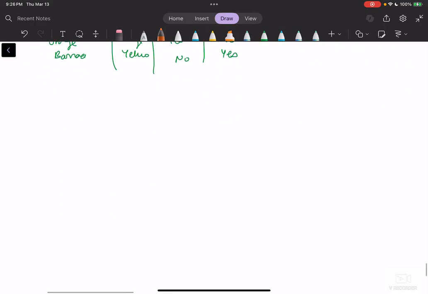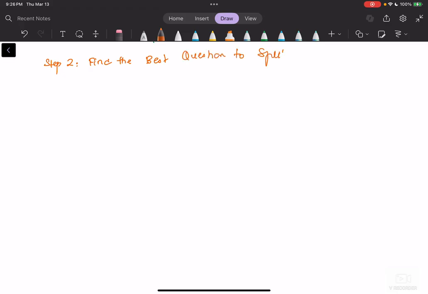What color did I choose? Okay, step two. Step two is where you find the best question to split the data.